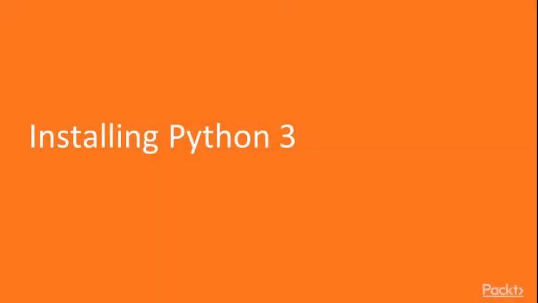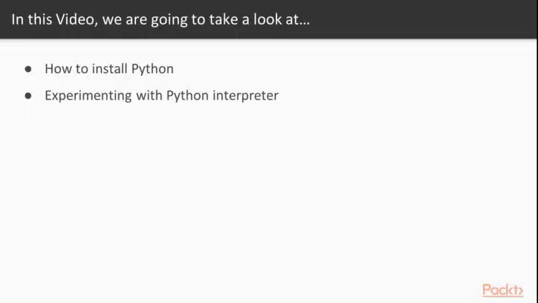In this video, we'll be installing Python version 3. That Python interpreter will be used to perform automation tasks in this course. So firstly, we'll see how to install Python, and we'll be experimenting with the Python interpreter. So we will try to run some simple program using the Python interpreter.